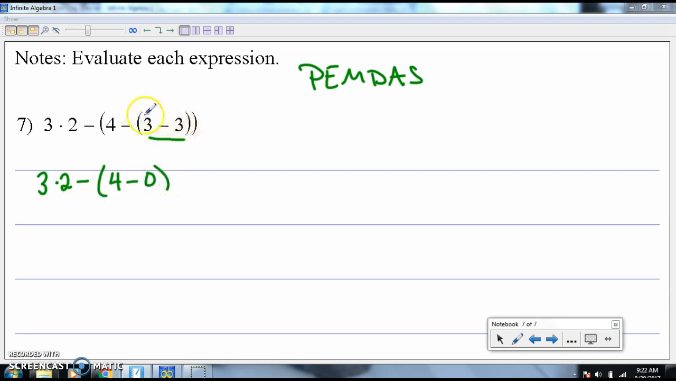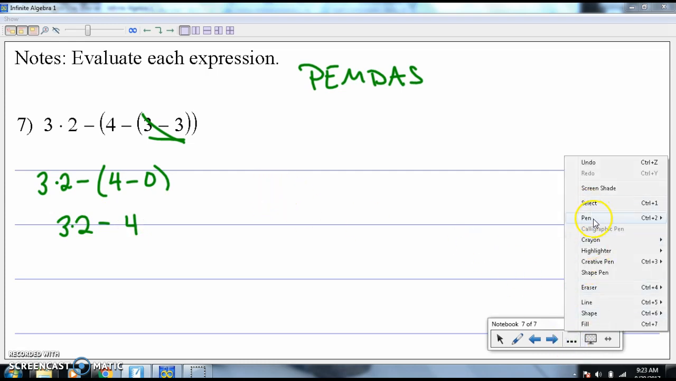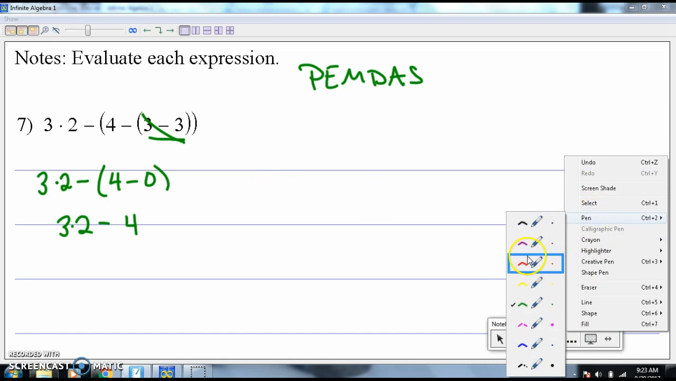Okay, so I got rid of this group of parentheses by doing that, but I still have my other set. So I need to keep working in my parentheses and do 4 minus 0, which gives me 4. Okay, got rid of my parentheses by doing that. So now we're just going to look at the last 2 steps here.